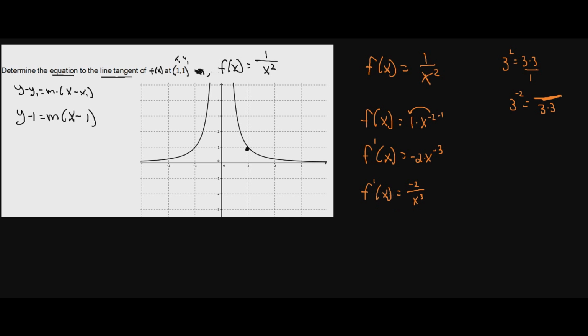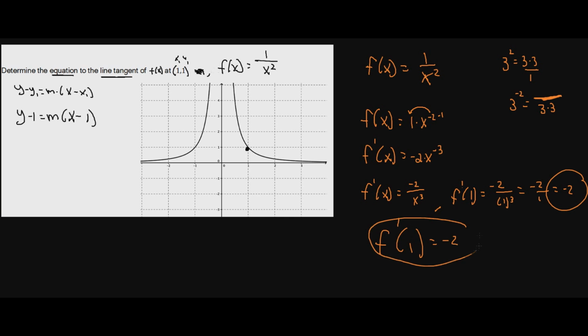Now we'll plug in. Well, this is just having the x value, so let's go ahead and plug in 1, and we get negative 2, and we get 1 to the third, so we get negative 2 over 1, which is negative 2. So this is my slope, right? We have f prime of 1 is equal to negative 2. So let's go ahead and plug that back into my equation over here. And what we're going to get, my friends, is y minus 1 is equal to negative 2 times x minus 1. And there it is. We're done.